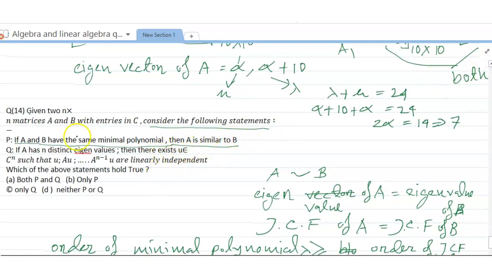So A and B are not similar. This option is false and this option is correct, because U is linearly independent, because of the characteristic equation a to the power n minus 1. So suppose U plus V plus I can get any number such that these equations hold, linearly independent. So only P is correct. Thanks for watching, friends.